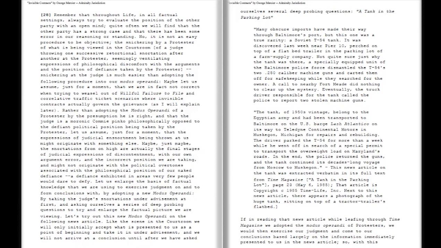The driver parked the T-54 for more than a week while he went off in search of a special permit to transport the overweight load on Maryland's roads. In the end, the police returned the guns, and the tank continued its decades-long voyage from Moscow to Muskegon.